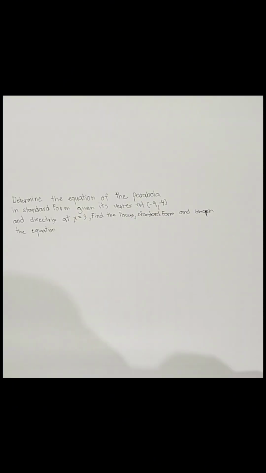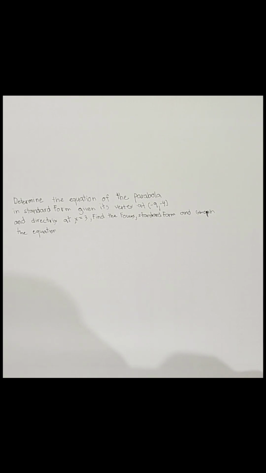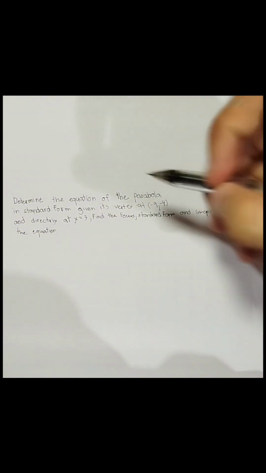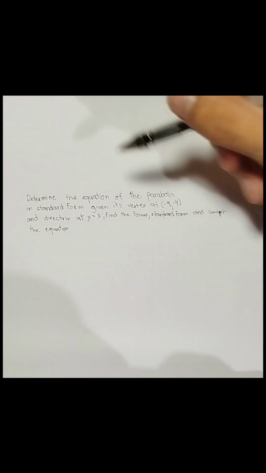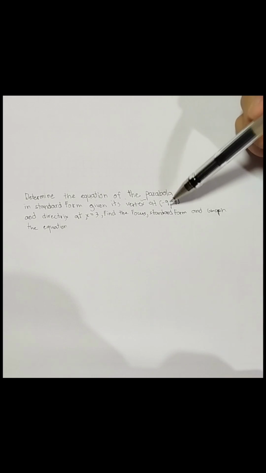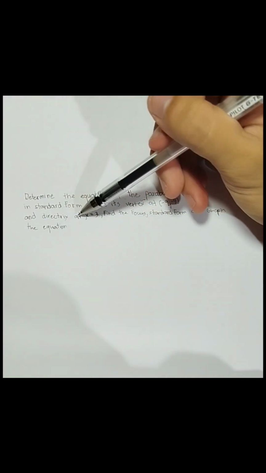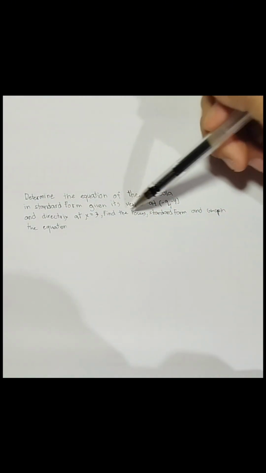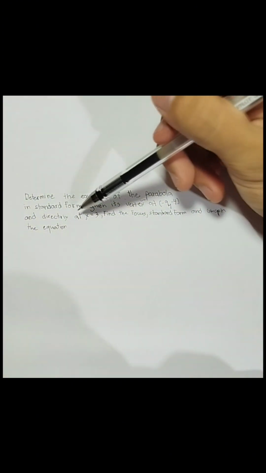Okay, so next equation. Since I've already taught you about the standard form if the vertex is the origin, now our vertex is at h and k. So first let's understand the equation. Determine the equation of the parabola in standard form given its vertex at negative 9, negative 4 and directrix at x equals 3. Find the focus, the standard form, and graph the equation.